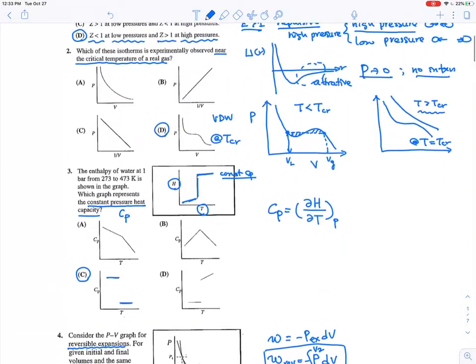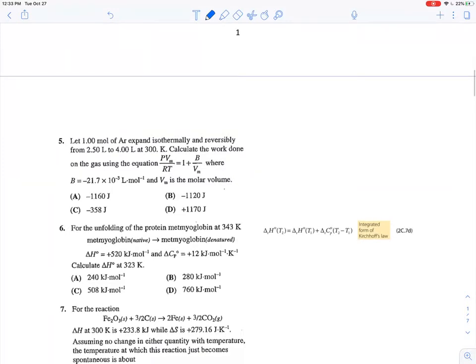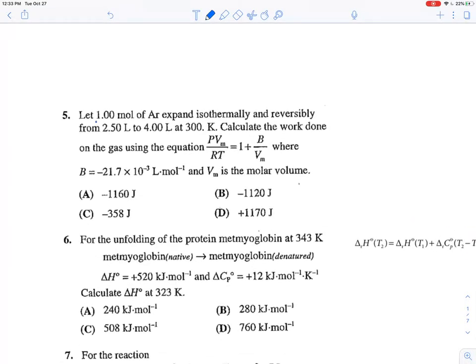So this is kind of a recap of what we learned so far. The next one is about, let's look at the problem. Sometimes they give you this system. Let's say n is 1 mole, so the volume you are dealing with here is on a per mole basis, and this is a temperature. And then this gas isothermally and reversibly expands. Calculate the work done on the gas.